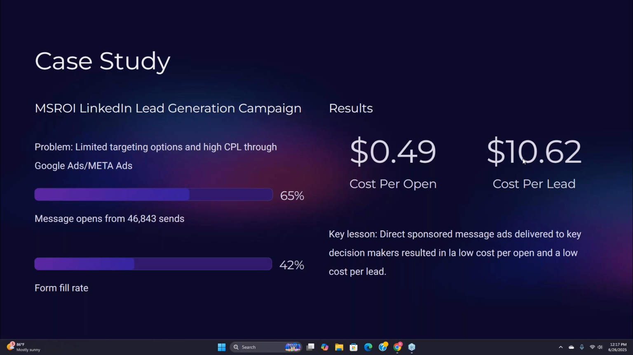Out of all the campaigns that I've run for clients and for ourselves, this campaign performed the best. $10.62 per lead. That's not a typo. These are decision makers that have opted in at just under $11, which is incredible for a B2B lead. So the key lesson here is direct sponsored message ads delivered to key decision makers resulted in a lower cost per open and lower cost per lead.